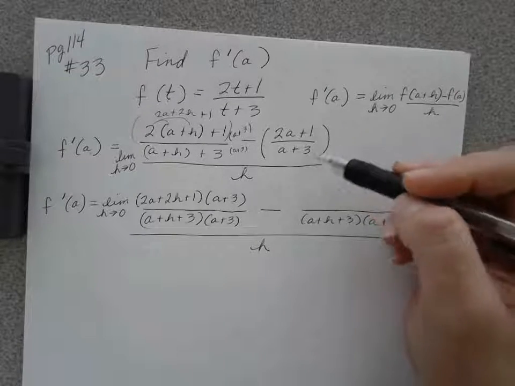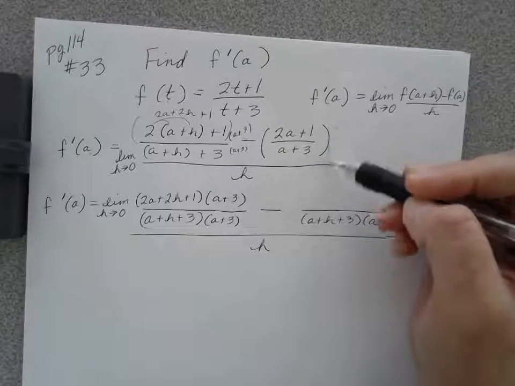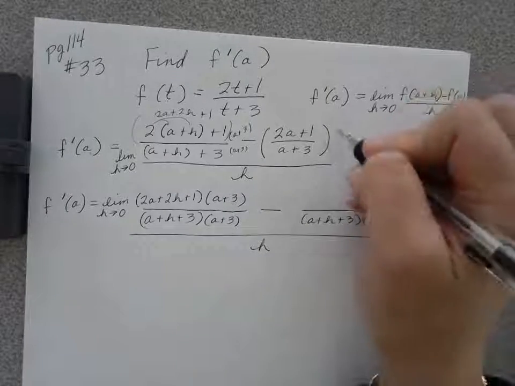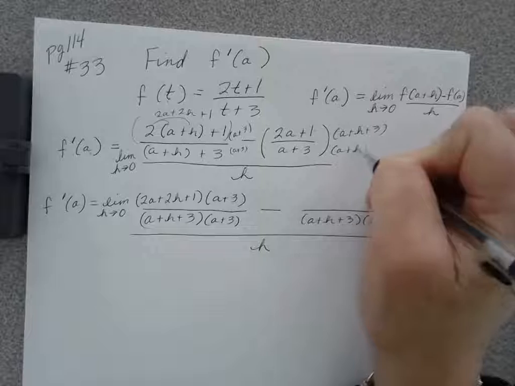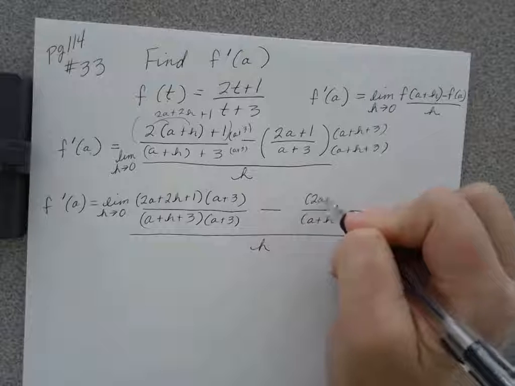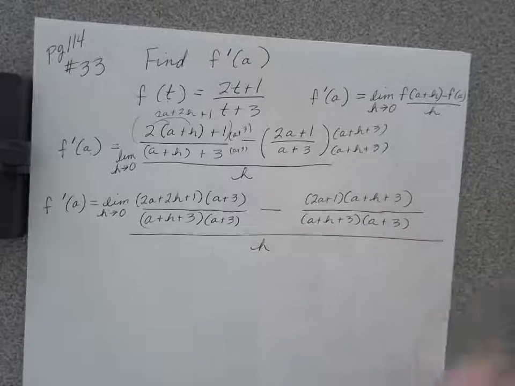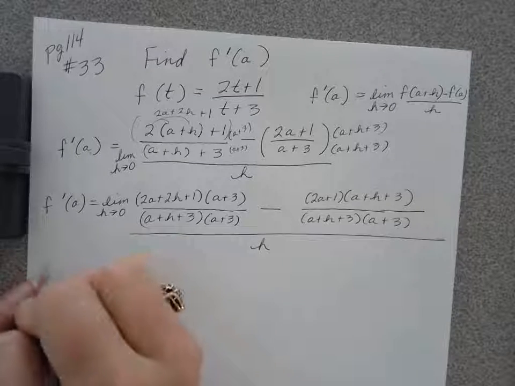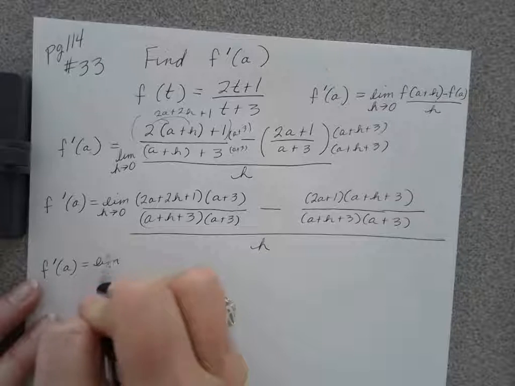What in the second term, 2a, so I have minus 2a plus 1 over a plus 3. What do I multiply the top and bottom of that fraction by to get the common denominator? Good. A plus h plus 3. A plus h plus 3. Okay, so in the numerator, I have 2a plus 1 times a plus h plus 3. Okay? All right. So we're just going to continue to simplify that.